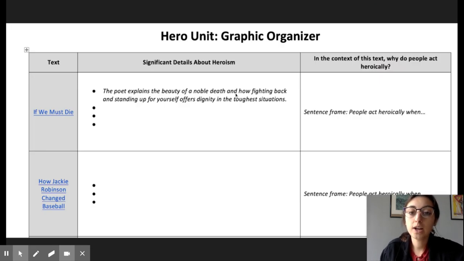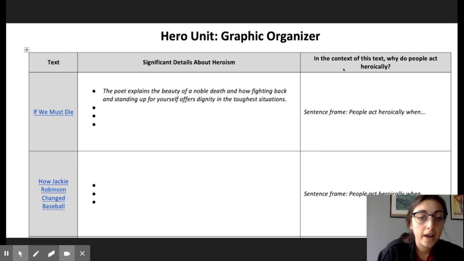Your graphic organizer should look like this. It says the text here, significant details about heroism, and in the context of this text, why do people act heroically? So this left side is going to be any significant details from the text about heroism. Right here, there are 4 bullet points. I gave you the first bullet point just to give you an example of what I want it to look like. It says, the poet explains the beauty of a noble death and how fighting back and standing up for yourself offers dignity in the toughest situations. Now yours doesn't need to look exactly like this. This is just an example. So you're going to need to provide 3 more bullet points here.